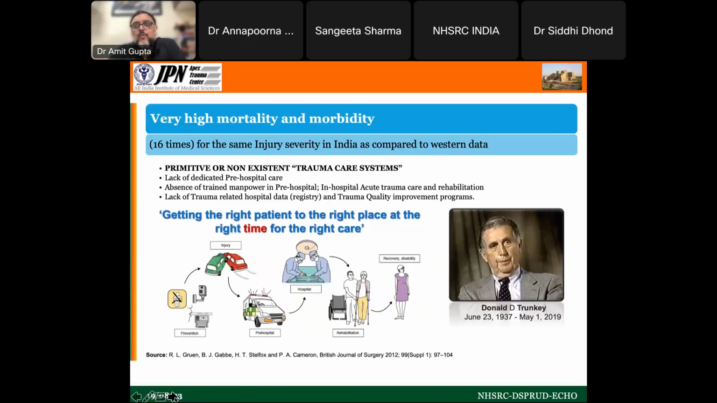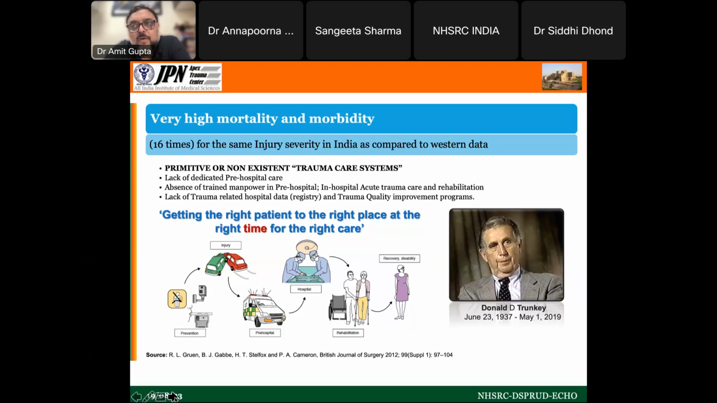Well, what do we do? The problem with injury or trauma is that there's a very, very high mortality and morbidity rate. So if I have an injury in India, and if I have an injury in, say, the US or Australia, where the trauma systems are developed, I am 16 times more likely to die in India as compared to the West. And the reason for that is that we do not have systems of care in trauma.